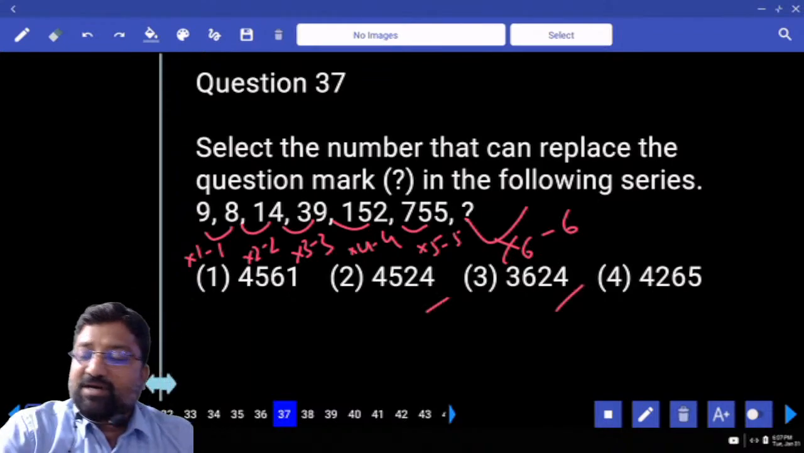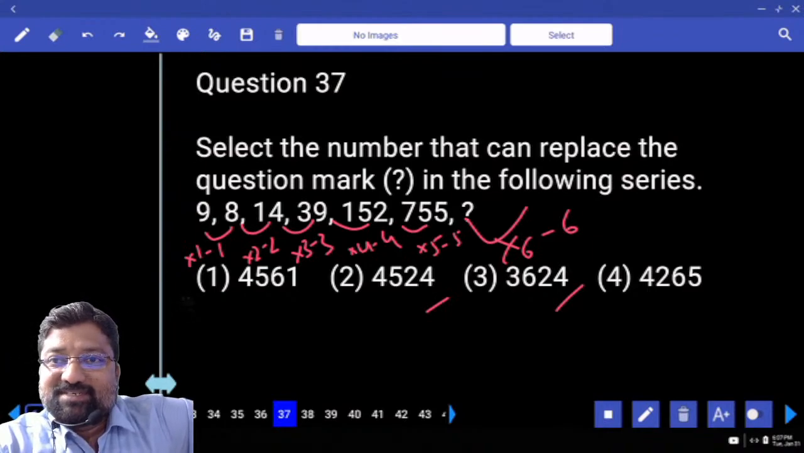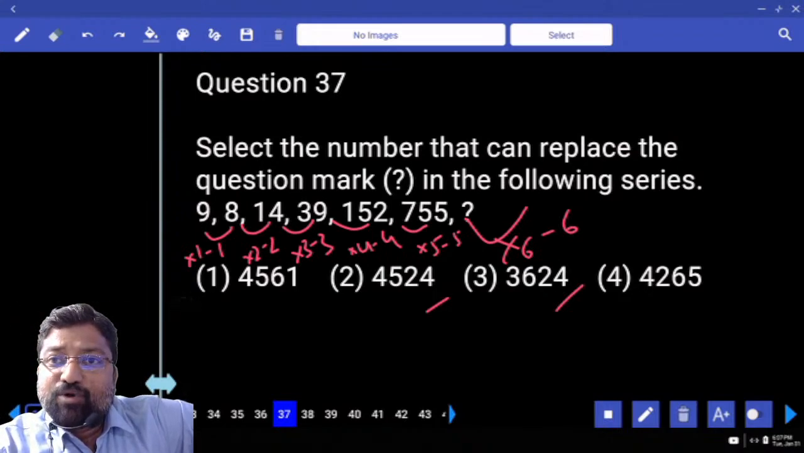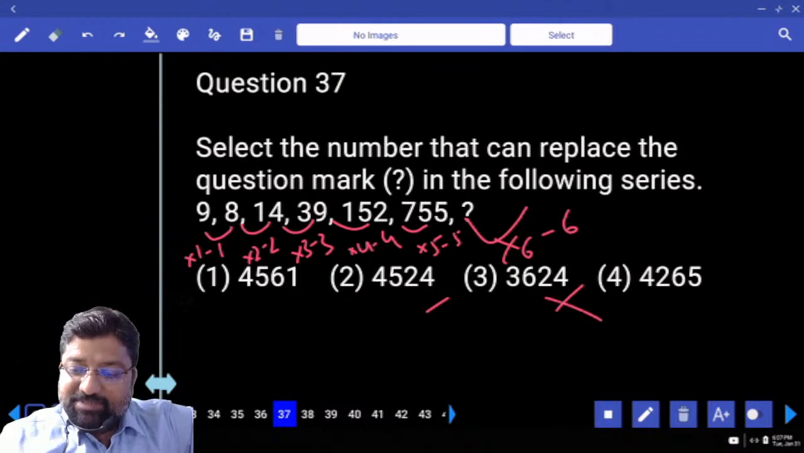Either this or this. You are multiplying 700 by 6, and the value should be more than 4200. Right? Which option is my answer?